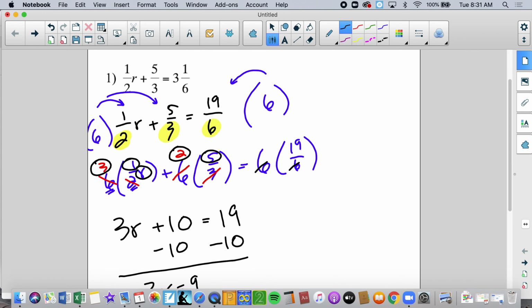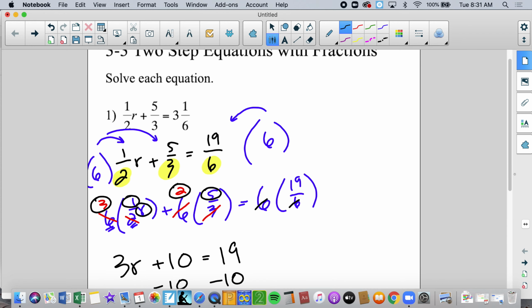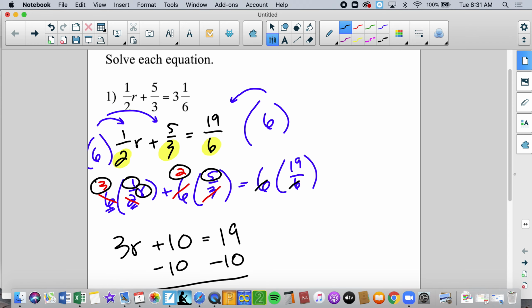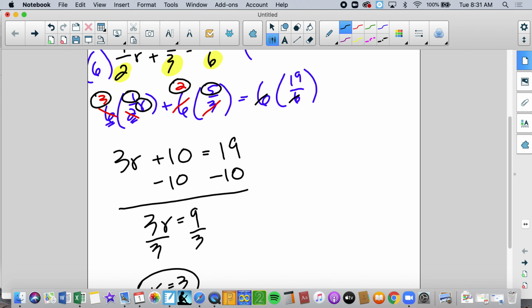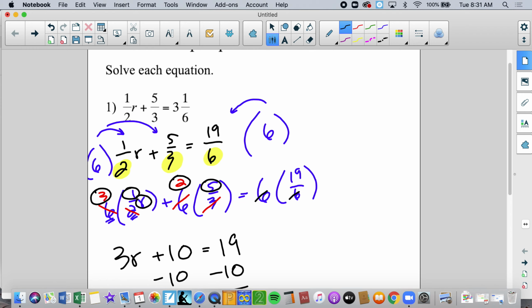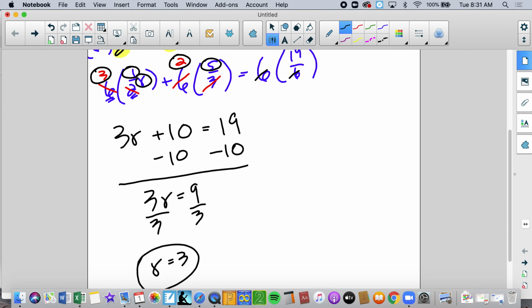So what we did here was we multiplied the whole entire equation by a common multiple that ended up getting rid of each of those denominators. The 6 got rid of the 2 in the denominator, the 3 in the denominator, and the 6 in the denominator. So it's a very nice, efficient way of converting an equation with fractions to an equation with whole numbers, which students tend to like, and it makes it a little bit easier to solve.